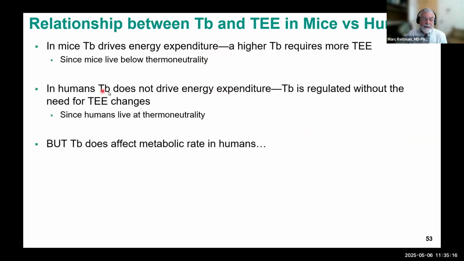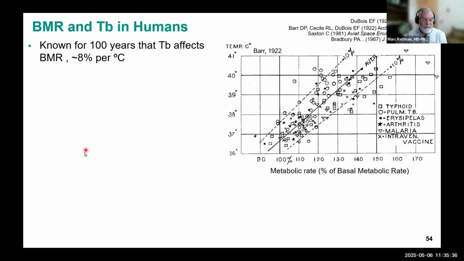In humans, body temperature does not drive energy expenditure. Body temperature is regulated without the need for energy expenditure changes. Since humans live in thermoneutrality, we adjust our clothes, we adjust our thermostats. But body temperature does affect metabolic rate in humans. And this is information that I think is sort of lost. So I'm trying to be an advocate for its resurrection.